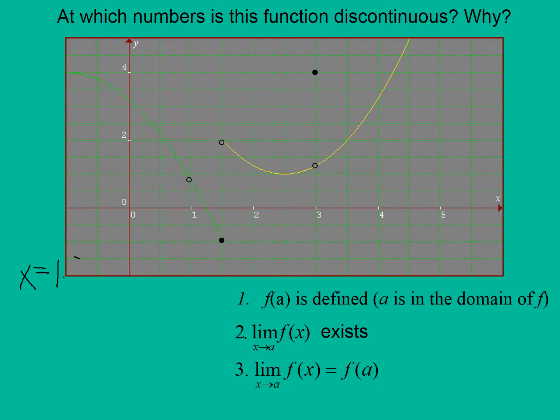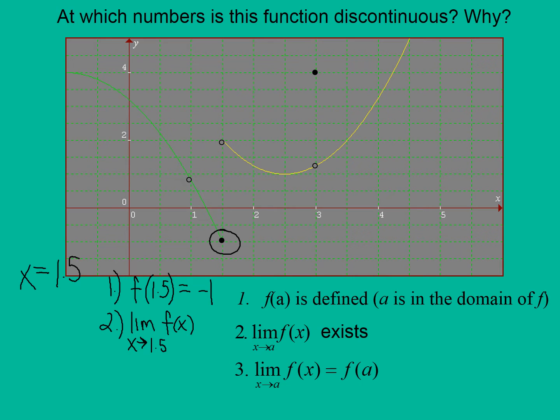So at x equals 1.5, let's go through the three criteria. Number 1, is f of 1.5 defined? We can see here that it is defined at -1. So this equals -1. So we move to the next criteria. Does the limit of f of x as x approaches 1.5 exist?